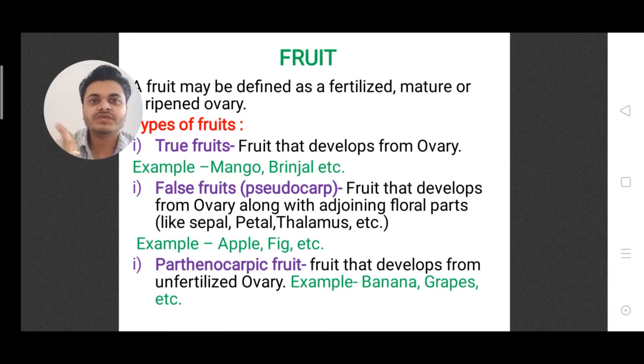So when the fruit is developed only from the ovary, it is called true fruit. But when the fruit is developed from the ovary along with other parts like sepals, petals and thalamus, they are called false fruit. Examples are apple and fig. Now parthenocarpic fruit: those fruits that develop from an unfertilized ovary, understood? Examples are banana and grapes. So true fruit examples are mango and brinjal. False fruit examples are apple and fig. And parthenocarpic fruit examples are banana and grapes.